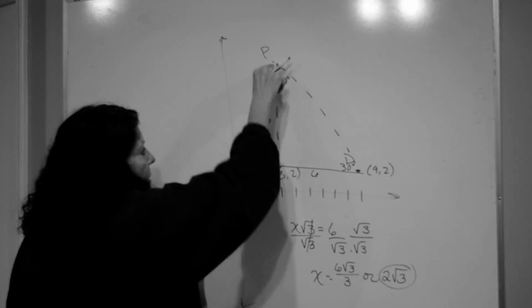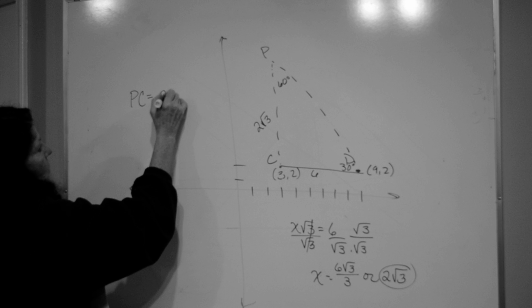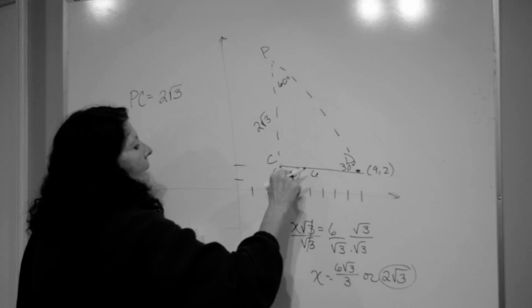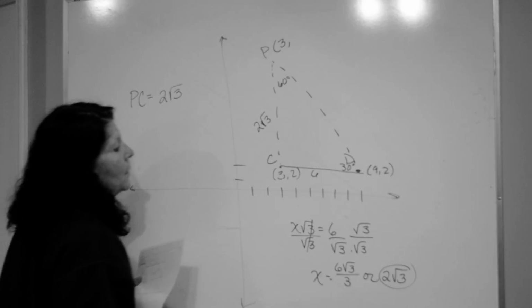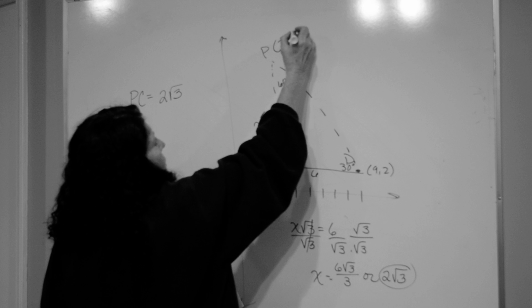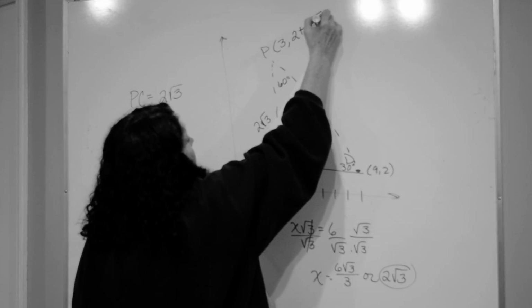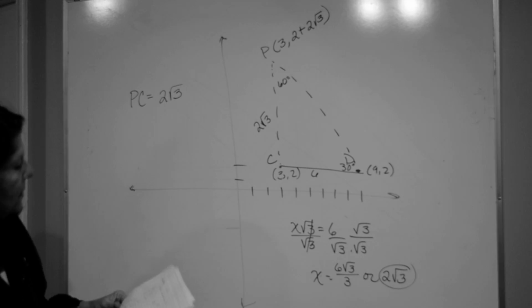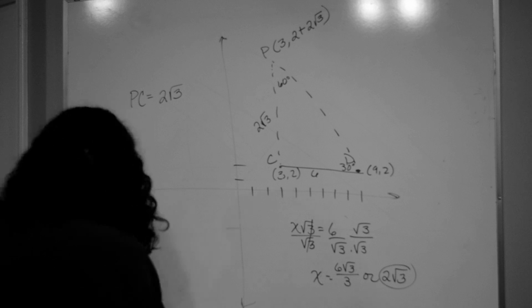So what I can do, if I need to know that distance, PC is equal to 2 on the square root of 3, but then I would just turn around and I would add that to my y value. So my x value is still 3. My y value would be 2 plus 2 on the square root of 3. And you could give a decimal value for it, but you don't need to. Let's do another one of those.